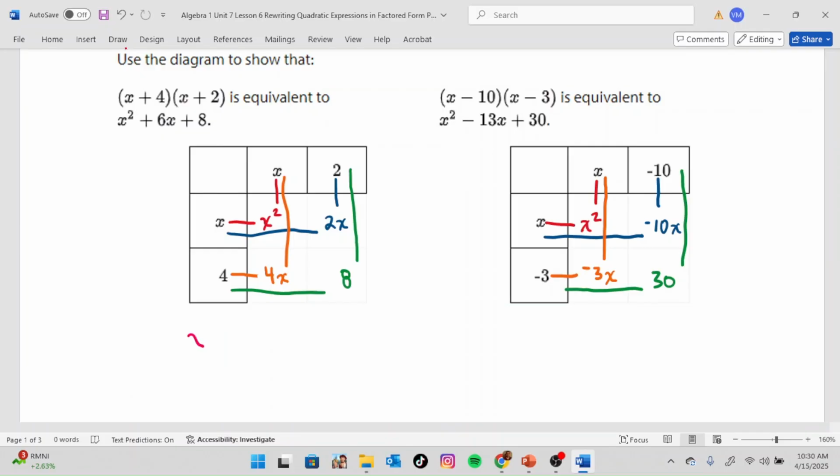So on the left side, we've got x squared plus 2x plus 4x plus 8.